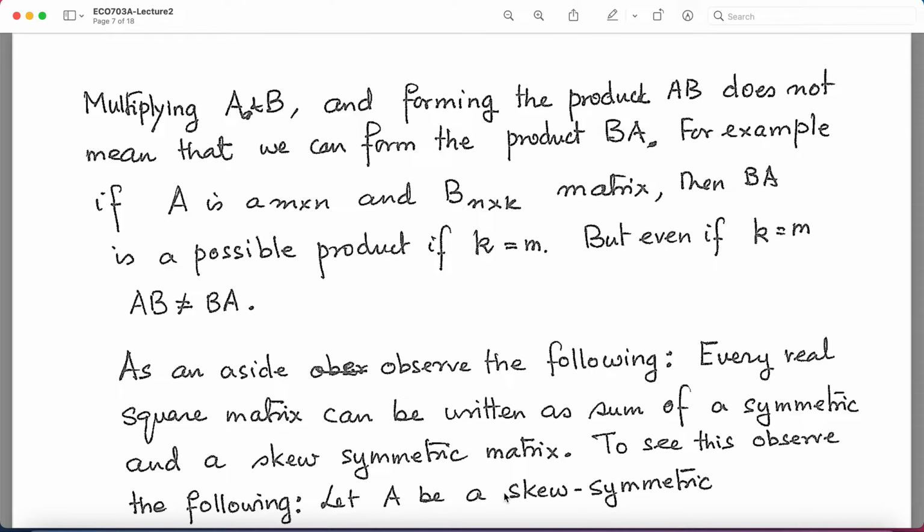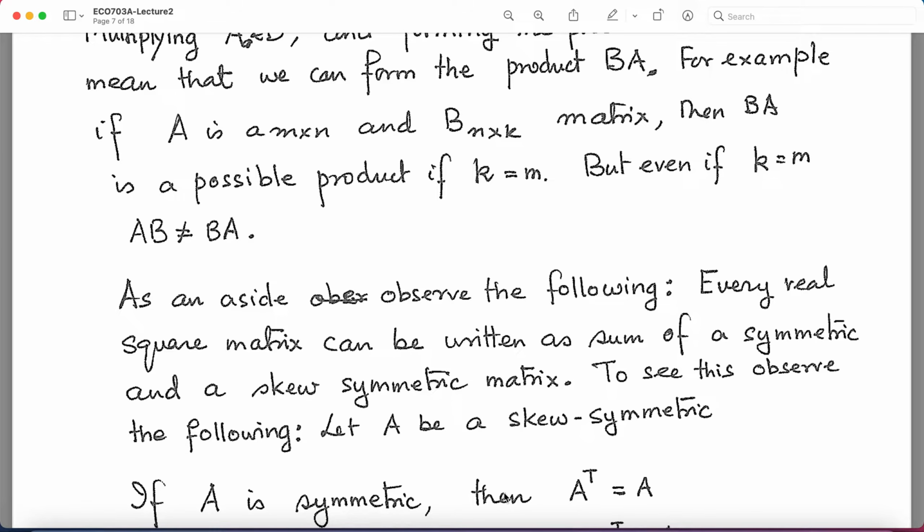So, even if you have k equal to m, if you multiply A into B, then you get an m cross m matrix. If you multiply B into A, you get an n cross n matrix. So, AB is not obviously equal to BA, because the size changes. But even if you have a square matrix and you multiply AB and then BA, AB is not equal to BA. That's in general, but in some cases yes.